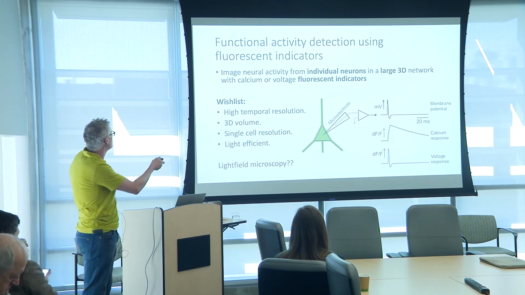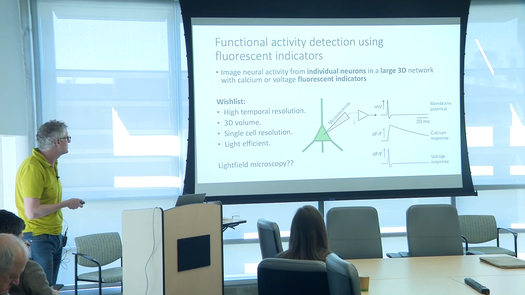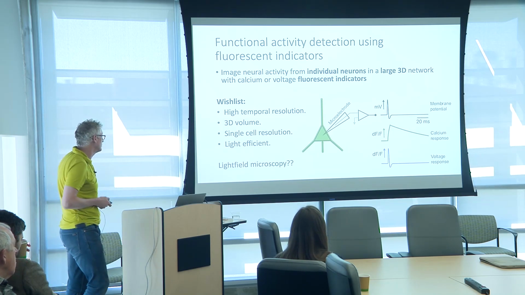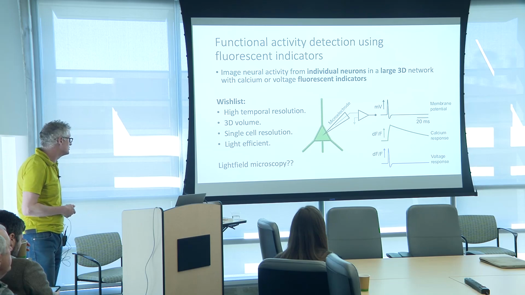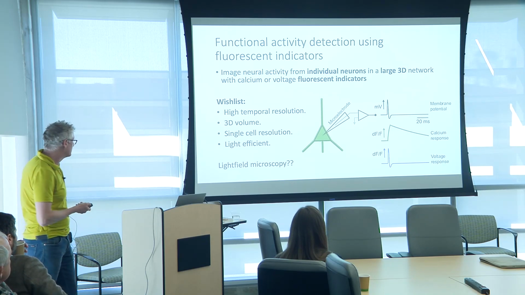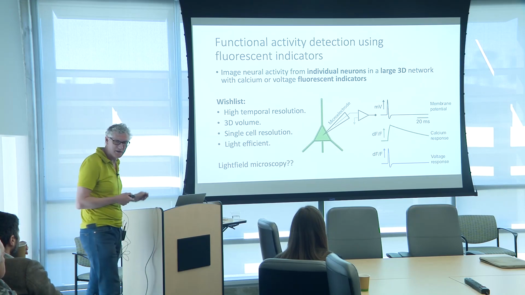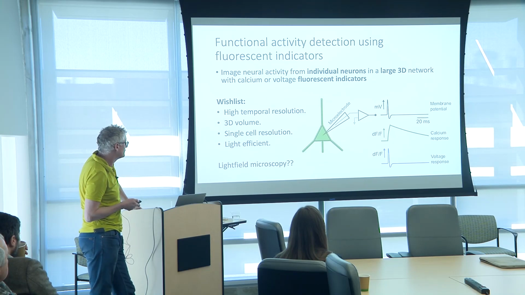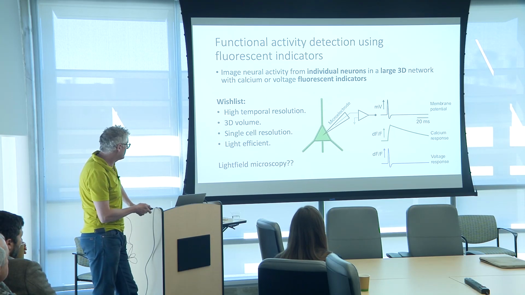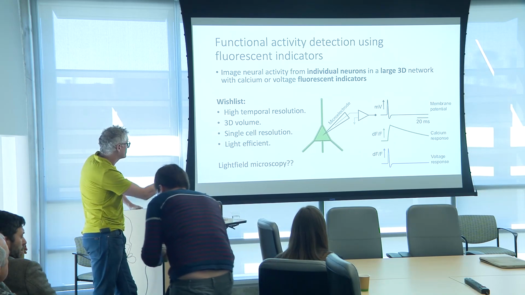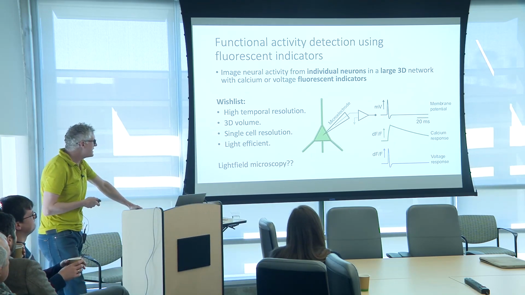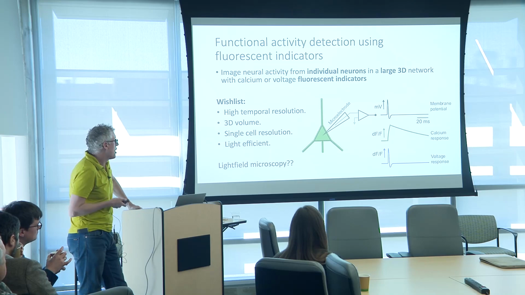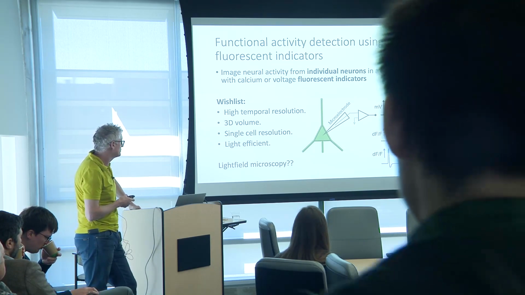The general idea is to detect functional activity with fluorescent indicators. We can use calcium or voltage indicators. Ideally we want high temporal resolution, 3D volume, single cell resolution, and light efficiency. Obviously this is a bit of a fantasy list, but there are many people working towards it, and maybe light field microscopy might give us one way of doing this. One of the problems is that action potentials are short. Even if you're just looking at postsynaptic potentials, you still only have 10 to 20 milliseconds or so to count photons.